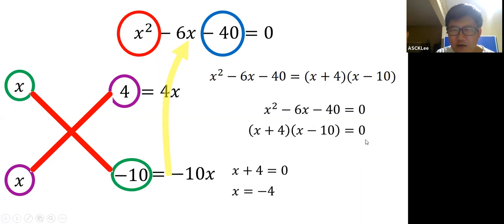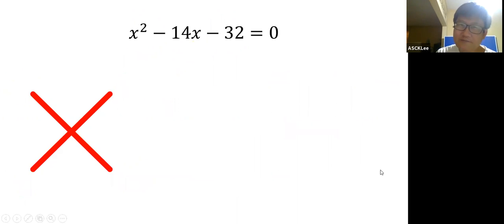You should be dreaming about the zero product property today, having nightmares about it, and tomorrow you should be hallucinating zero product property. And here it says x minus 10 equals 0, and so x equals 10.